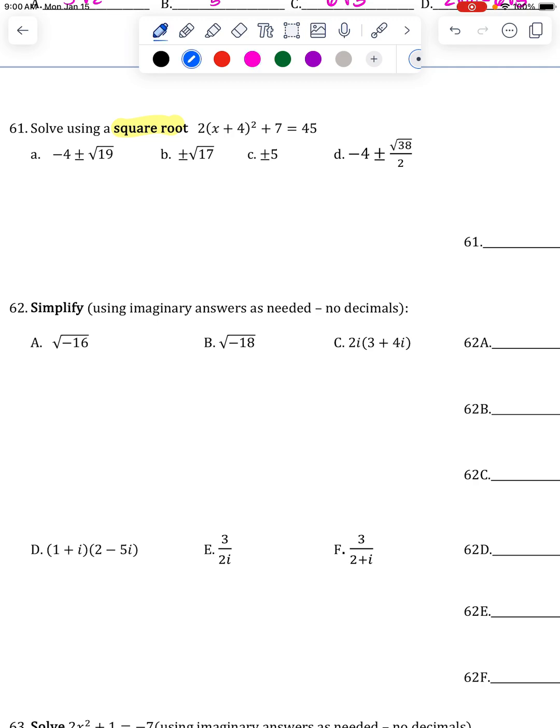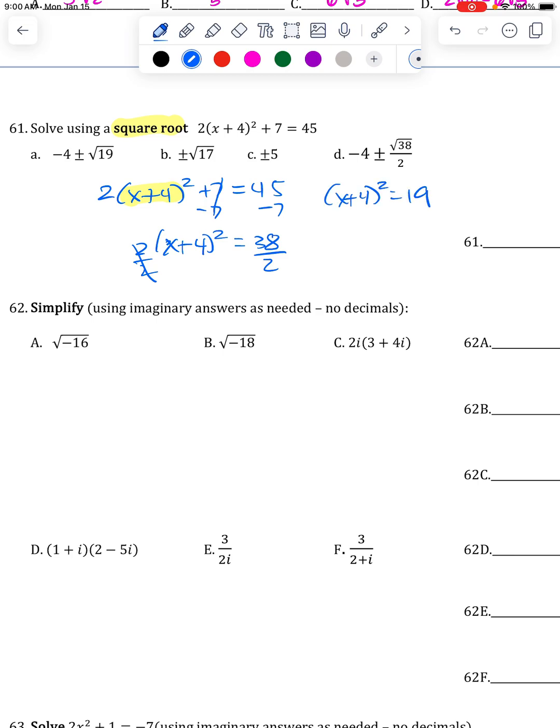x squared. Anyway, for this problem, what I'll need to do is isolate the square part, get the square part alone. So you're just going to do some algebra 1 to make that happen. And so I'm going to have 2 still sitting out in front here. And then I'll need to divide that 2 out. So at that point, I have the squared part equals 19.